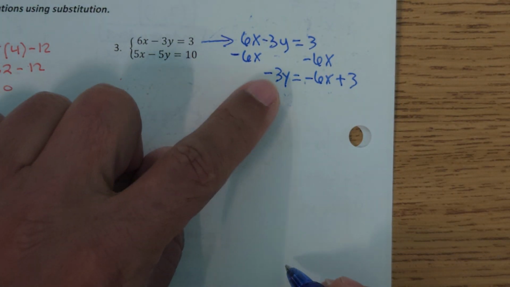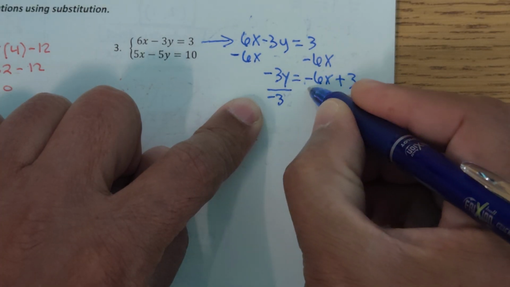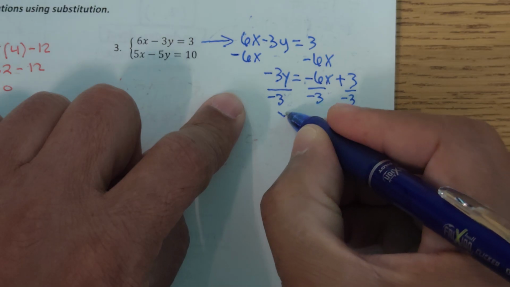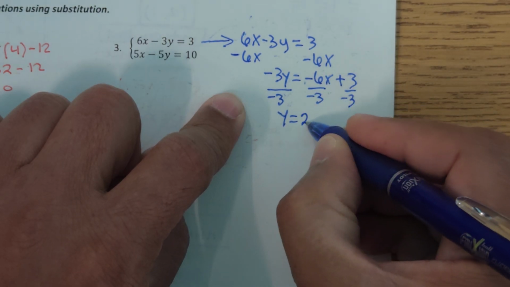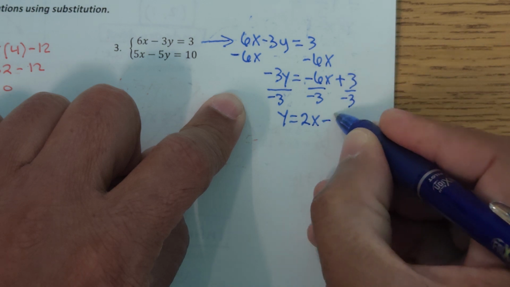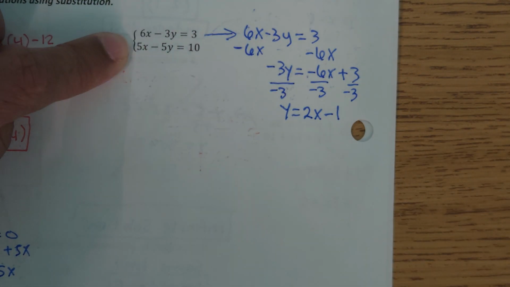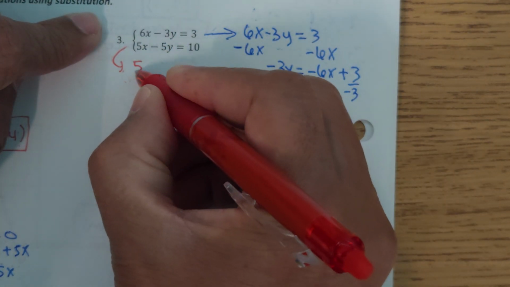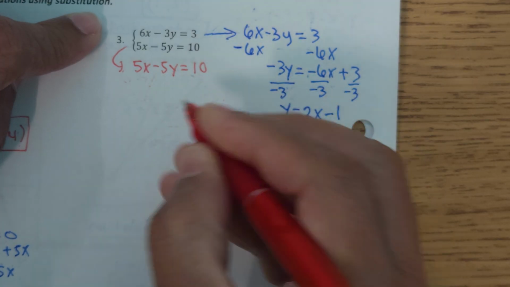Then since I want to get the y by itself, there's a negative 3 in front of it. I'm going to divide each one of the terms by that negative 3. So then this becomes y equals, let's see, negative 6 divided by negative 3, that's positive 2x, and this becomes a minus 1. So then with this one, I'm going to go to the second equation. Okay, so I'm going to take this one and say 5x minus 5y is equal to 10.